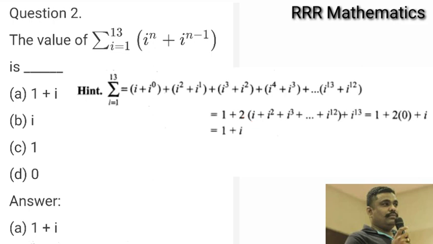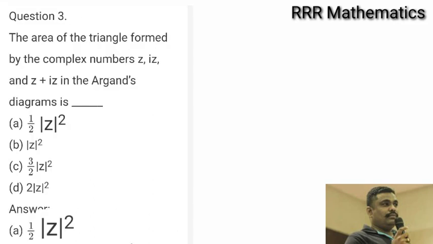In the second term, i power n minus 1, replace 1, 2, 3, etc., 13. We will get i power 0 plus i power 1 plus i power 2 plus i power 3, etc., i power 12. In this case, except the first term i power 0, which gives 1, the next 4 terms have sum 0 and the next 4 terms have sum 0. Similarly, the last 4 terms have sum 0. So what is left? 1. So in this case, the result is 1 plus i. Got it?